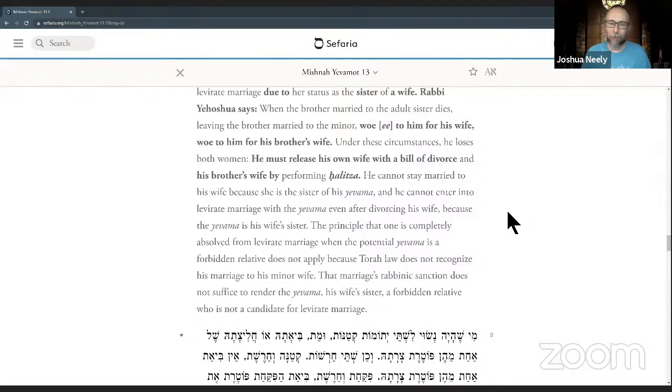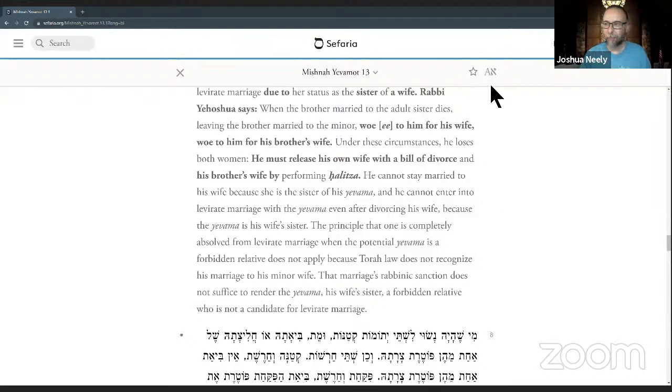So according to Rabbi Yoshua, he gets the worst of both situations. He can't go on and get married to the minor girl when she reaches majority. He has to divorce her while she's still a minor. And he cannot get married through Yevamot to the widow of his brother, but instead has to do chalitza because there is enough of a bond to force that.